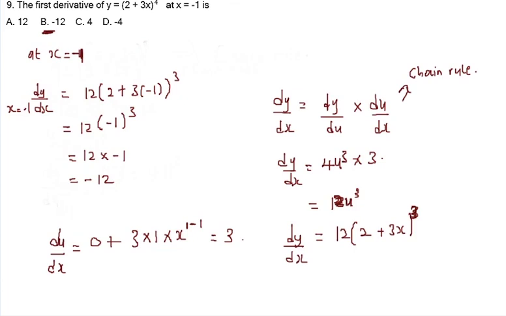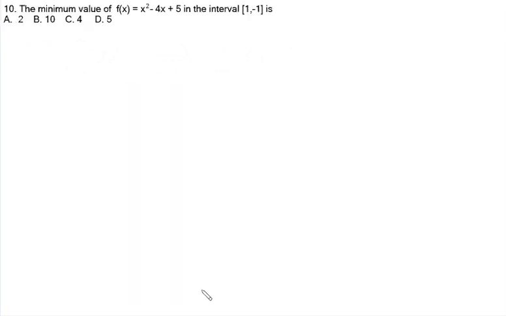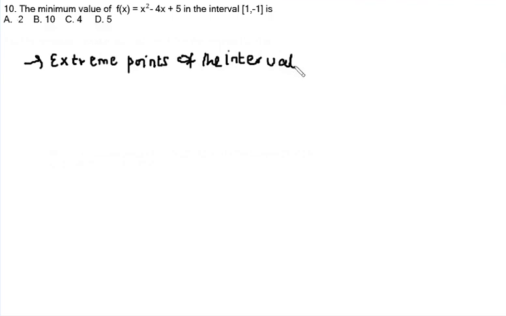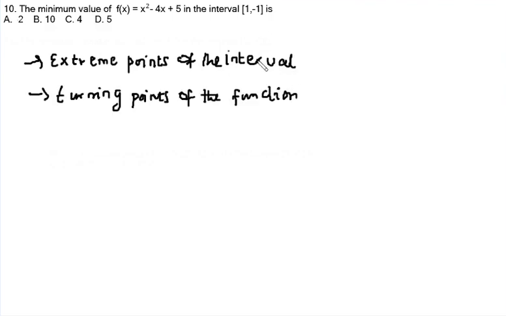Let's move on to the next problem. We're told to find the minimum value of the function f of x is equal to x squared minus 4x plus 5 in the interval 1 to -1. When you are finding the minimum or maximum value of a function in an interval, it is most likely to occur at the extreme point or at the turning point. We already know the extreme point of the function, but we do not know the turning point. Now, to get the turning point of the function, we need to take the derivative of this.